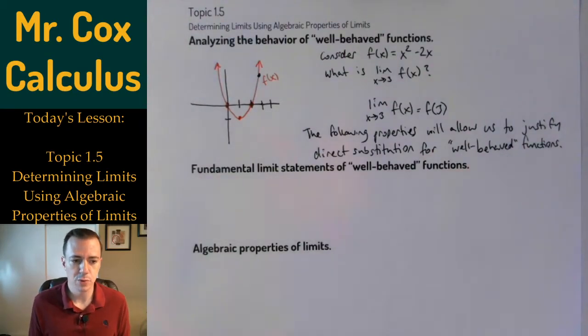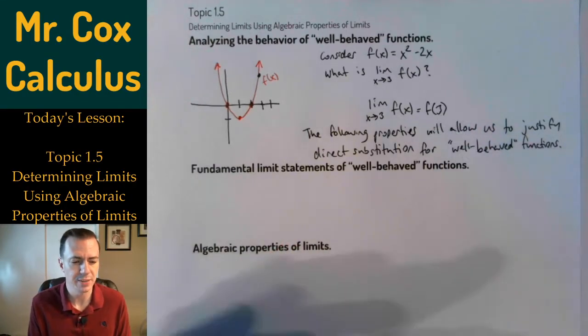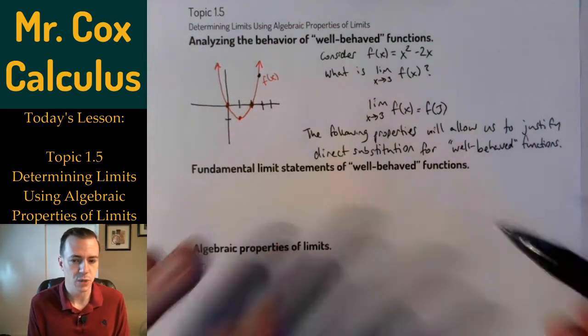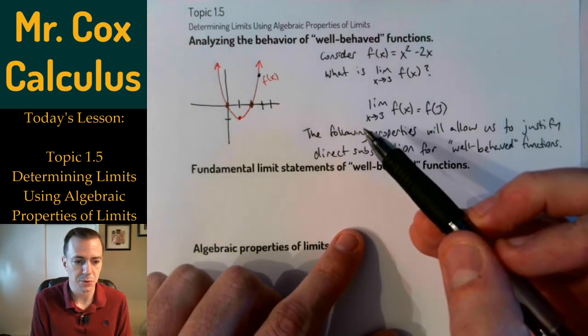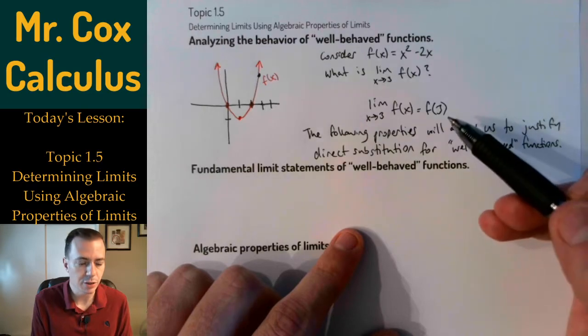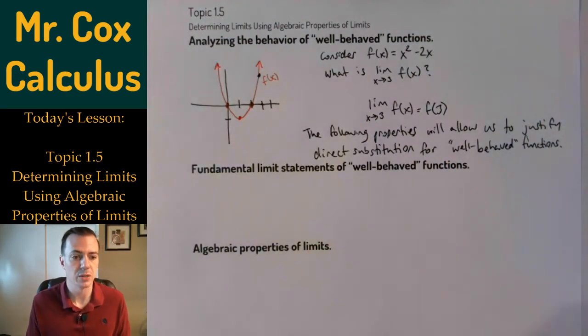So rather than do what we've been doing, which is build a table of all the values around 3 or anything like that, it's going to be really nice if we can build the mechanism that allows us to evaluate this limit as x approaches 3 by simply plugging 3 into the function and getting a value. And these following properties are going to allow us to do just that. It makes evaluating limits analytically very easy once we understand how these work.